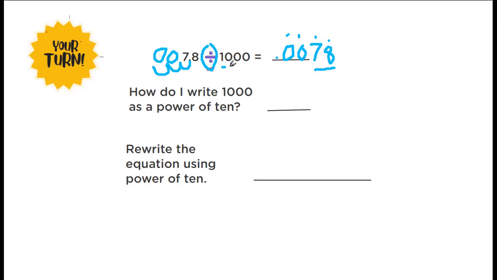All right, how do I write that number as the power of 10? 3 zeros, so it would be 10 to the third power. And how do I rewrite my equation using that power of 10? 7 8/10 divided by 10 to the third power. There you go. You did a great job.